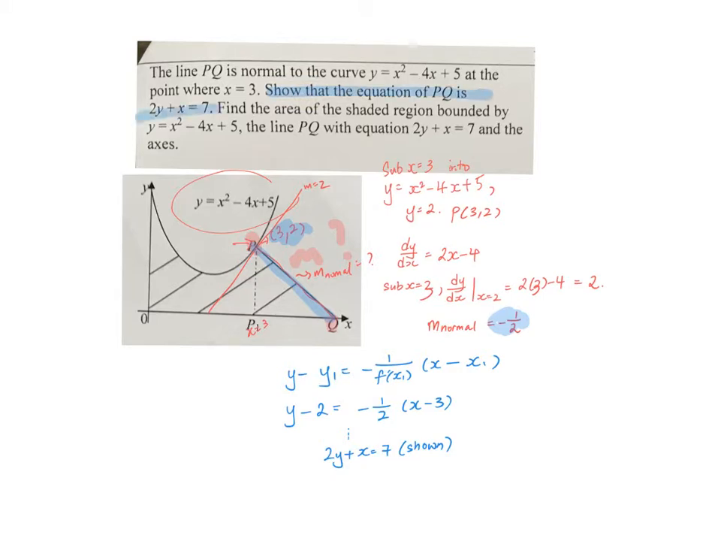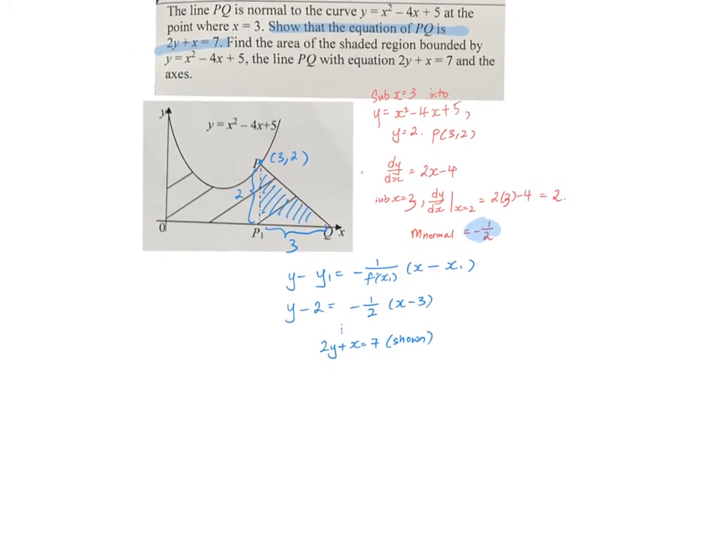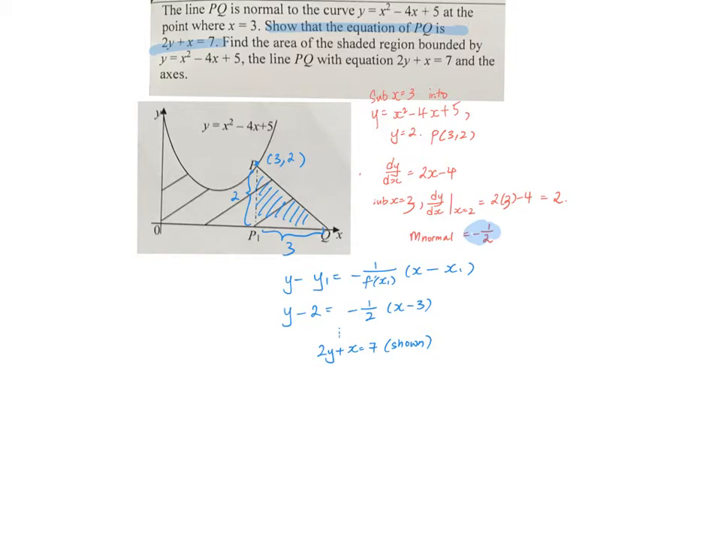Now find the area of the shaded region bounded by y equals x squared minus 4x plus 5, the line PQ and the axis. So I'm going to find the area of this. The strategy is to find the integral by using the integration formula from here to here, and for this region over here, I'm just going to use the area of a triangle. I know that for this part the coordinate is 3 comma 2, so this part over here is 2 units and this part over here is 3 units. So finding the area of this triangle is just half times base times height.